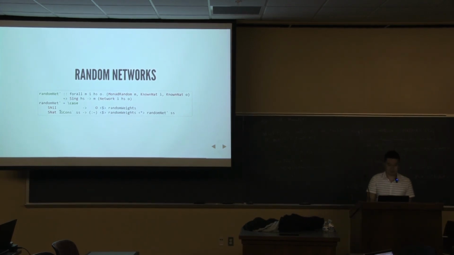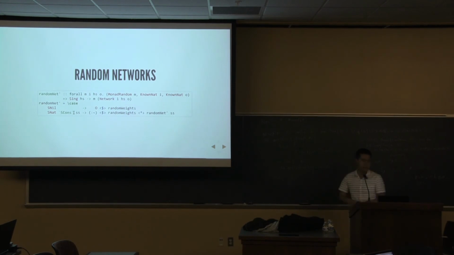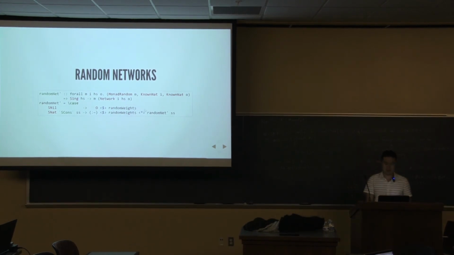Likewise, for this one, if we pattern match and get SCons, we know that Hs is not nil. It's actually non-empty, so there's more to do. So we generate the weights and the rest of the net, and then we cons them together.